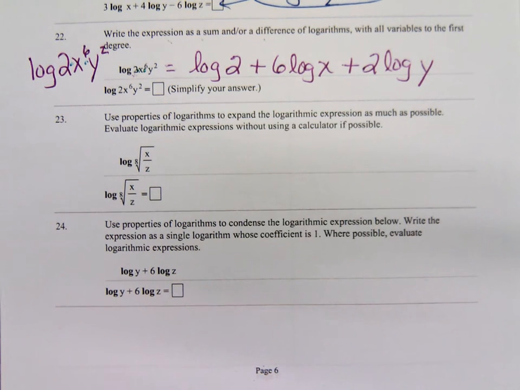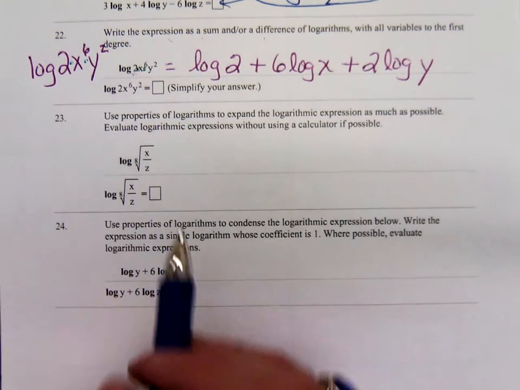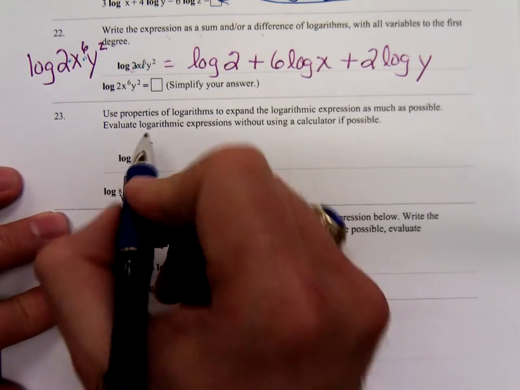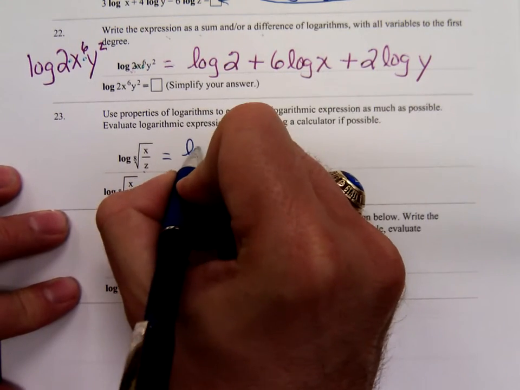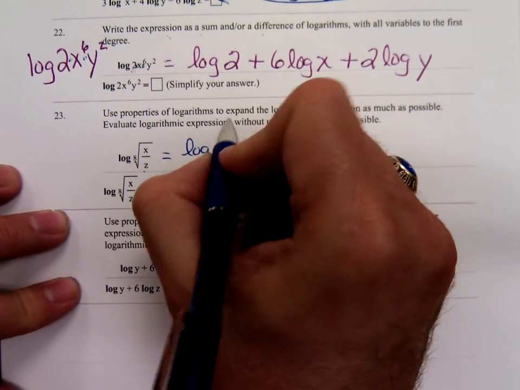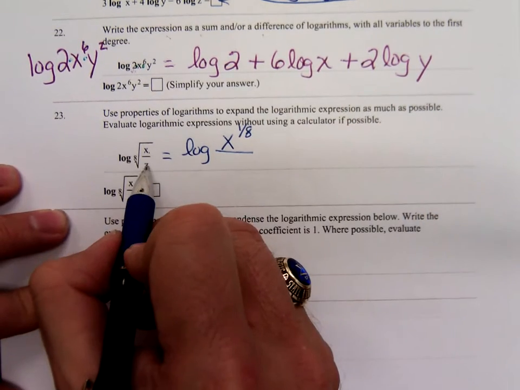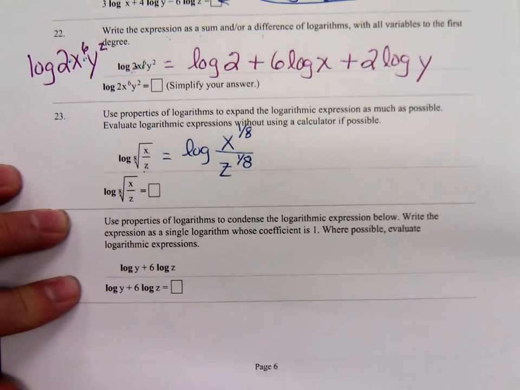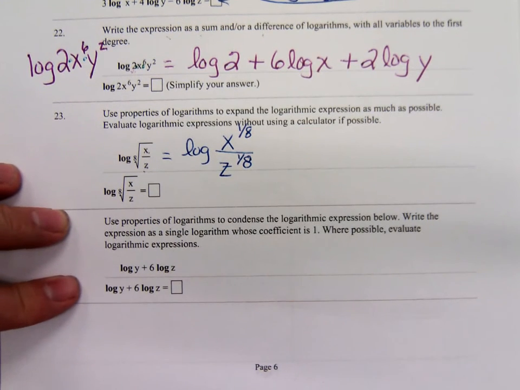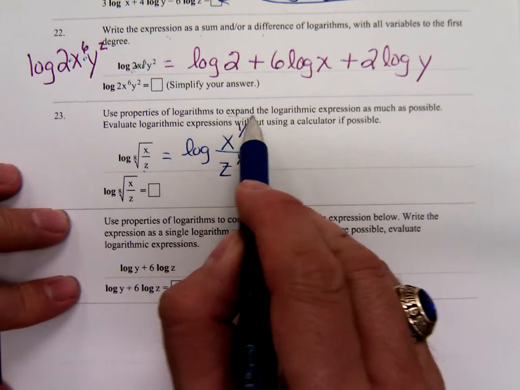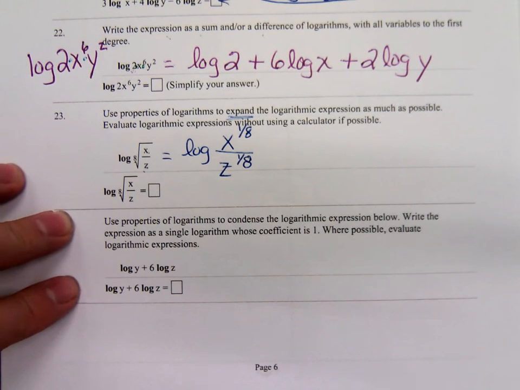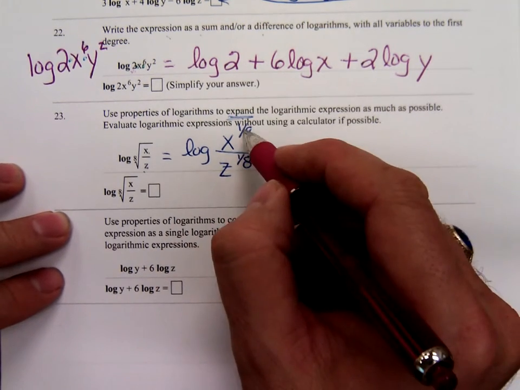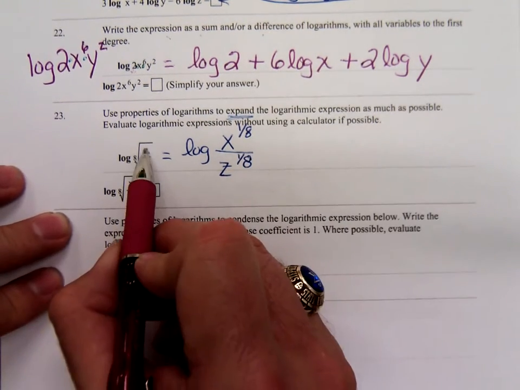Notice that 8th root symbol is over both the x and the z. And 8th root is the same thing as a 1/8 exponent. So because both of these are under it, I'm going to write both of these with a 1/8 exponent. And then I'm going to expand it. First, rewrite that radical as a 1/8 exponent. Is it clear why I'm putting the 1/8 on both of them? Because both of these are under the radical symbol.